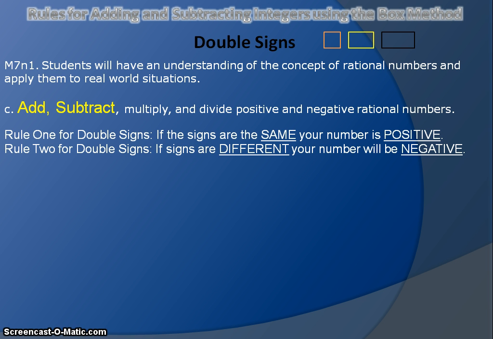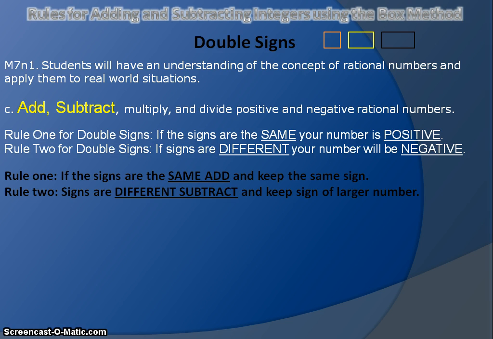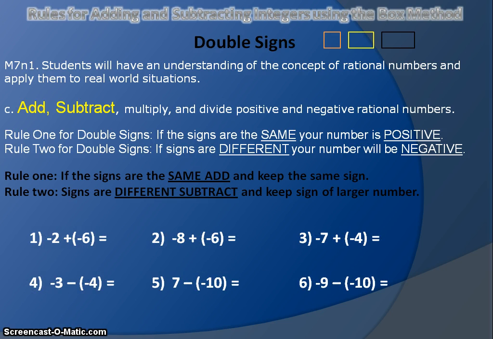Rule 1 for double signs: if the signs are the same, your number is positive. Rule 2 for double signs: if your signs are different, your number will be negative. We will also be using the rules from the single sign lesson. Rule 1, if the signs are the same, add, keep the same sign. And Rule 2, signs are different, subtract, and keep the sign of the larger number. Alright, let's go ahead and look at some examples.